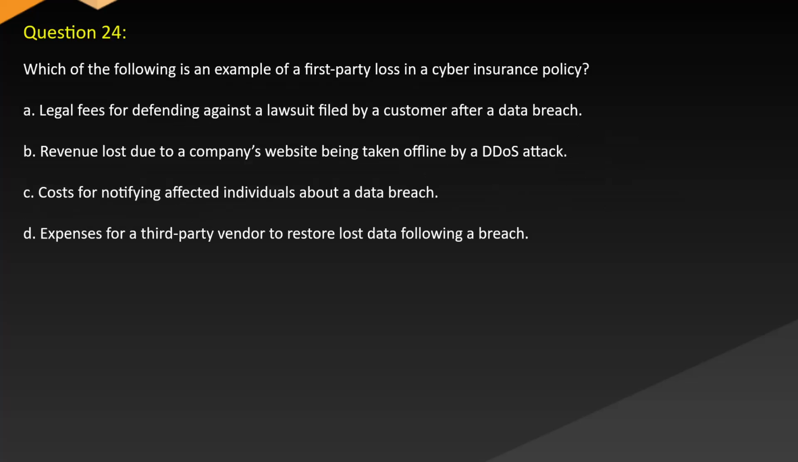Option C. Question 24. Which of the following is an example of a first-party loss in a cyber insurance policy? A. Legal fees for defending against a lawsuit filed by a customer after a data breach. B. Revenue lost due to a company's website being taken offline by a DDoS attack. C. Costs for notifying affected individuals about a data breach. D. Expenses for a third-party vendor to restore lost data following a breach.